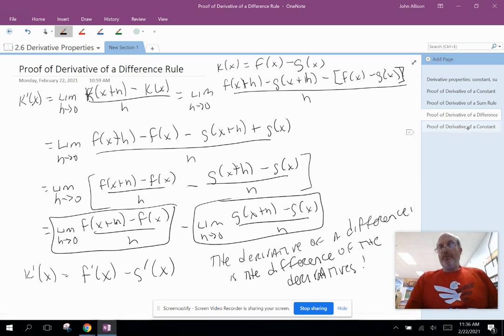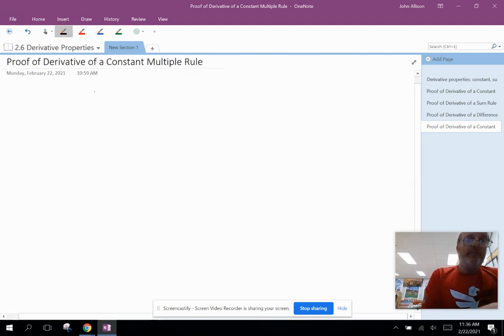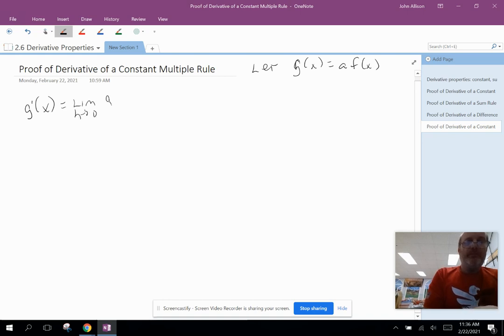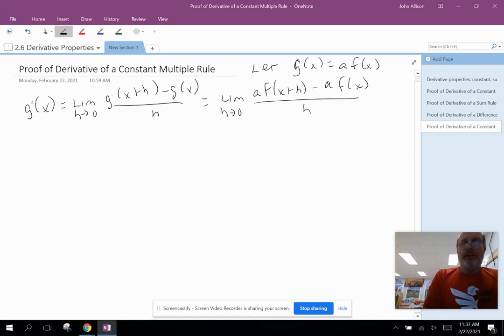And finally, the constant multiple rule. This says if we let f of x, or sorry, let g of x equal some constant number a multiplied times f of x, then we can say g prime of x is equal to the limit as h goes to 0 of g of x plus h minus g of x over h, which is the limit as h goes to 0 of a times f of x plus h minus a times f of x all over h.